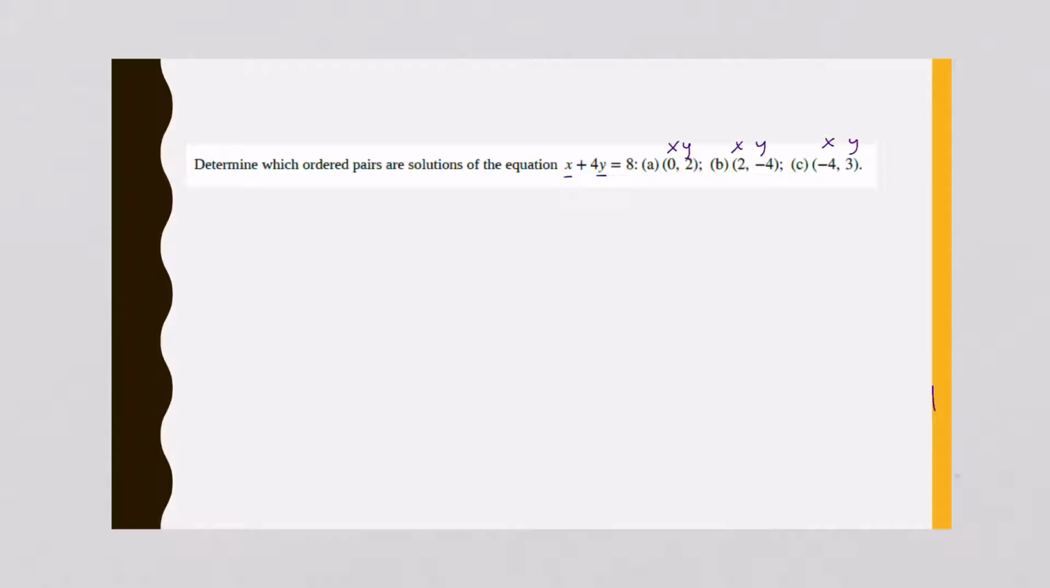So on part A, we're going to put 0 in for x and 2 in for y, and we're going to see if it makes a true statement. So 0, this is part A, plus 4 times 2, does that equal 8? So 0 plus 8 is 8, 8 equals 8, so you would say yes, that is a solution. On part B, I'm going to put 2 in for x and negative 4 in for y and see if that makes a true statement. So 2 plus 4 times negative 4, does that equal 8?